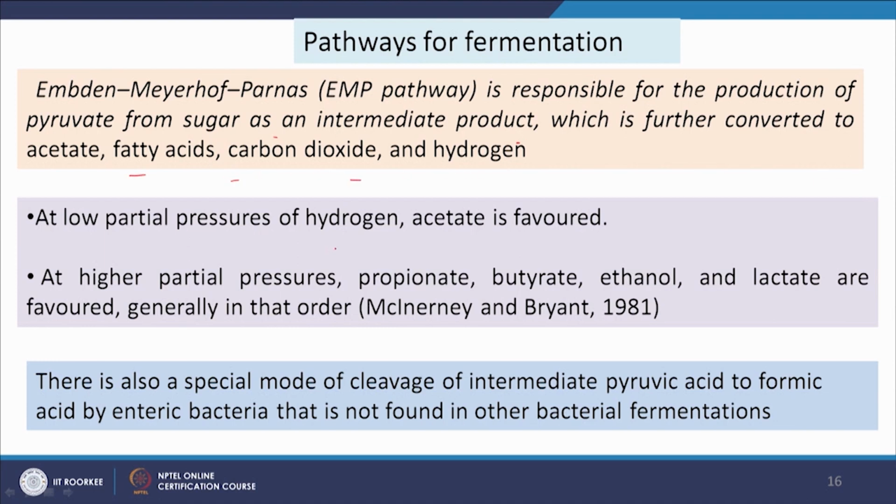At low partial pressure of hydrogen, acetate is favored, but if the partial pressure of hydrogen is more, then butyrate, propionate, this type of products are favored, generally in that order. There is also a special mode of cleavage of intermediate pyruvic acid to formic acid by enteric bacteria, that is not found in other bacterial fermentations. So, formic acid to methane formation can take place only by the enteric microorganisms.